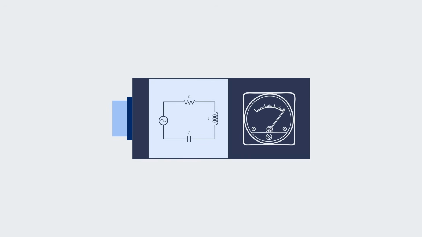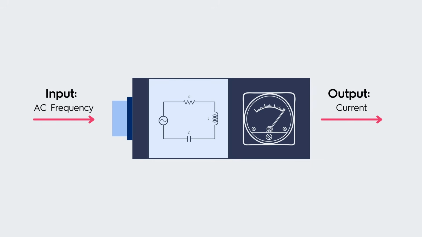For our purposes, resonance means the maximum current for a fixed input voltage in a series RLC circuit. So resonance is the point where the current becomes as large as it can.